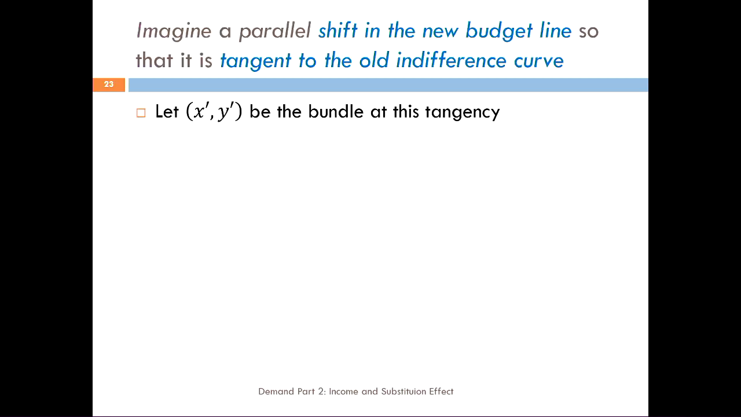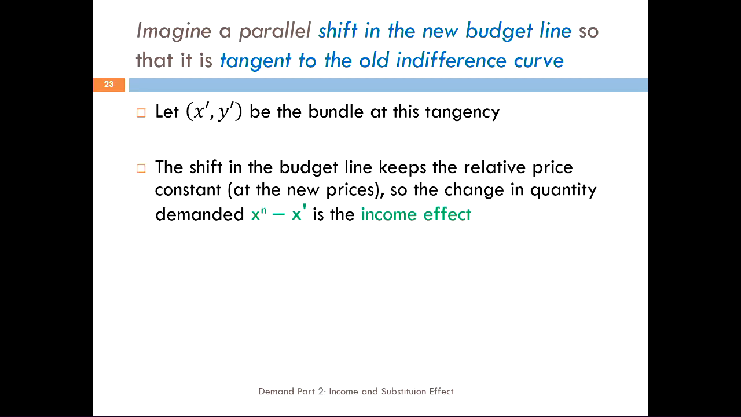We call X prime, Y prime the bundle at this tangency. So that's your hypothetical demand if you're on that hypothetical budget line. The shift in the budget line kept the relative prices constant, so we know that was the income effect.